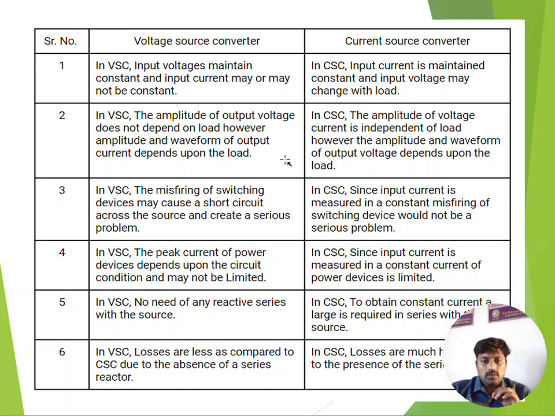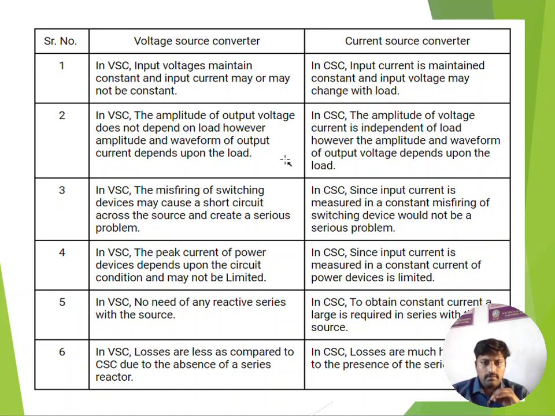And coming to the voltage source converters, the amplitude of the output voltage does not depend on the load. However, the amplitude and the waveform of output current depend upon the load. In the current source converter, the amplitude of the output current is independent of load. However, the amplitude and the waveform of the output voltage depend upon load. So these are the differences between voltage source converters and current source converters.